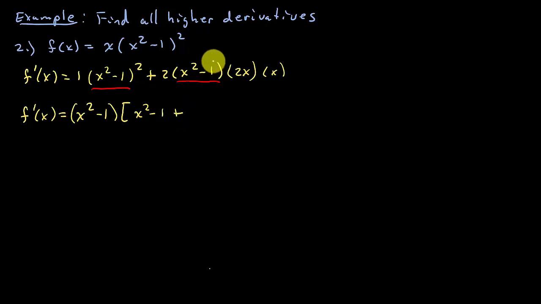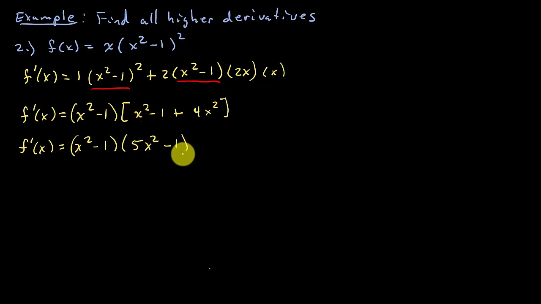Plus, and then if this x squared minus 1 comes out, I'm left with 2 times 2x times x. So that's going to be 4x squared. All right, and so I get f prime of x is equal to x squared minus 1 times, that's going to be 5x squared minus 1.